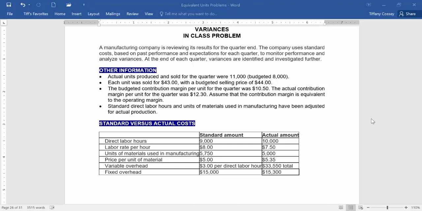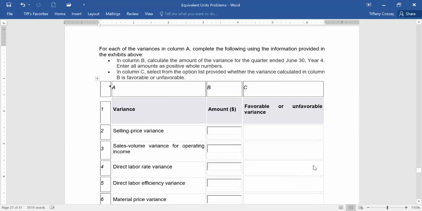In this video, we're going to work through a sim on variances. You should have this printed out in front of you so that we can easily look back and forth from the information to the questions that are asked on the page below here.